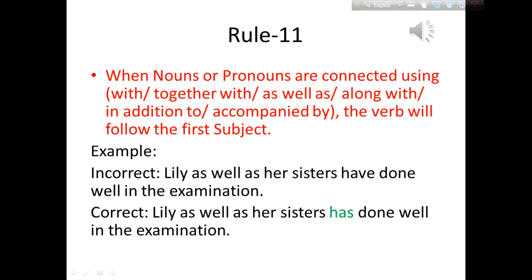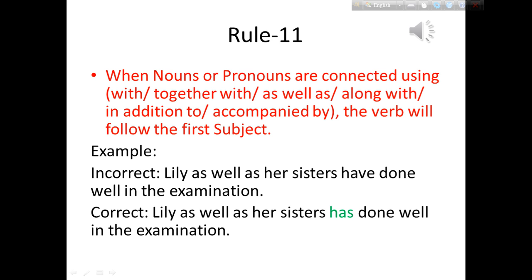So let's see the example. Lily as well as her sisters have done well in the examination. So here the first subject is Lily, and with the very word as well as, Lily is connected with her sisters. So the second subject is her sisters. So here we have two subjects in the same sentence joining together using as well as. So it may seem that the verb have is right here.